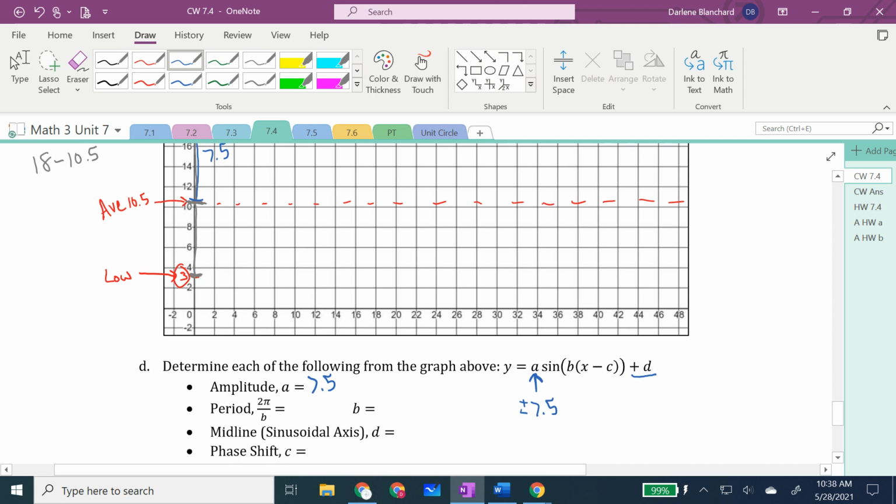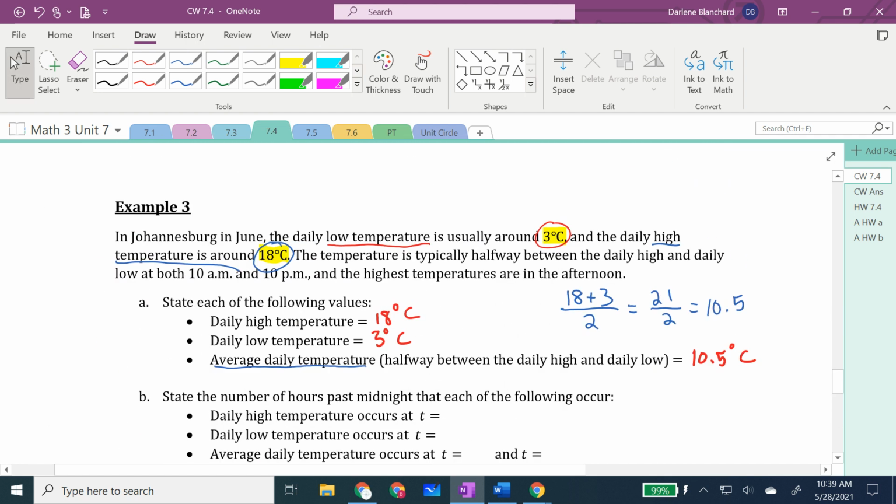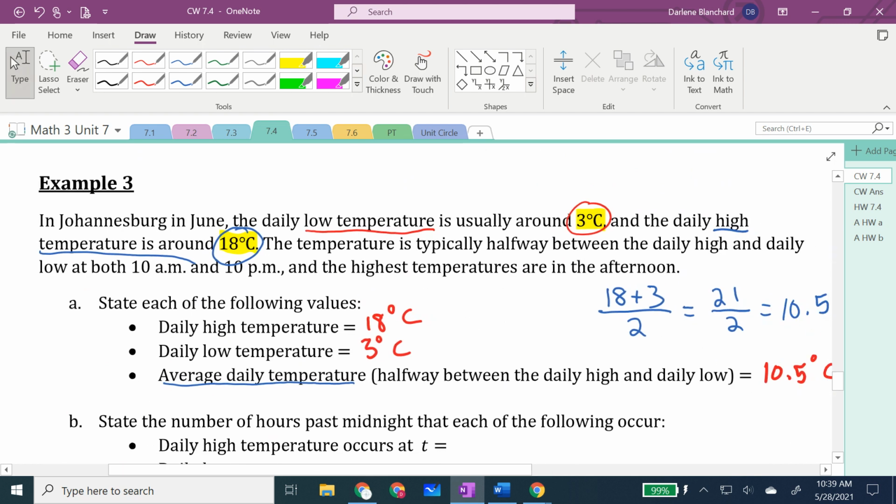D is the shift vertically, which is really just where's the midline. So D is going to be 10.5. So I'm going to be doing plus 10.5. And I've got half of my equation already. And also I just realized I didn't put down the midline number, 10.5. There we go. So we actually have all our vertical information just from that. The horizontal is a little bit trickier to find. So now let's keep reading and see what other information we have.